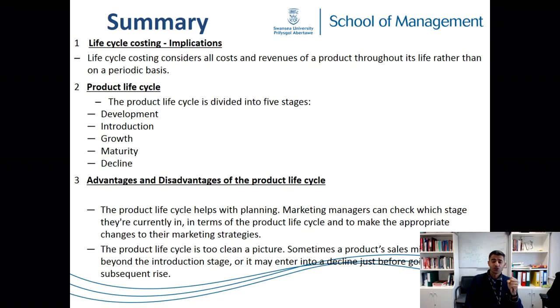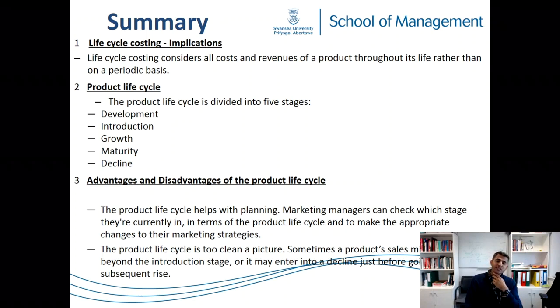It does help to see and understand in every single stage how much cost is involved and how much revenue is included, and it also helps to make better decisions.